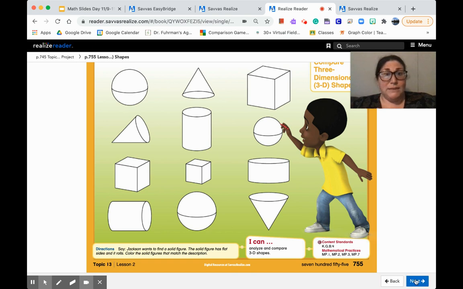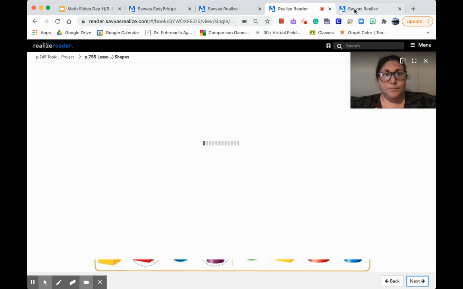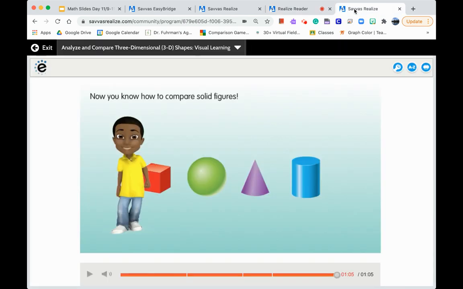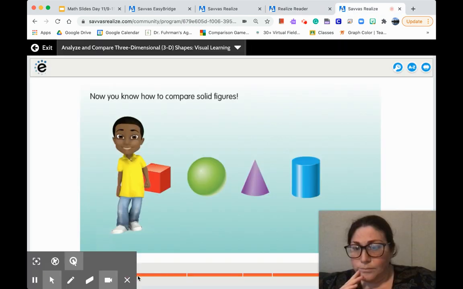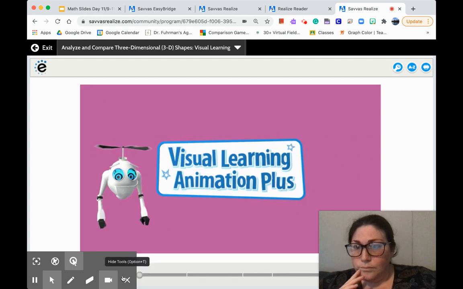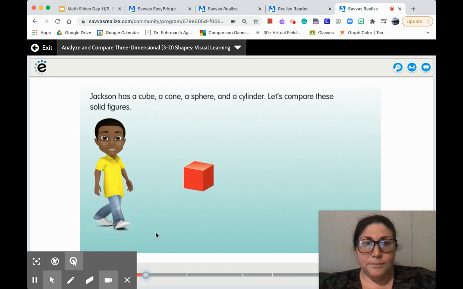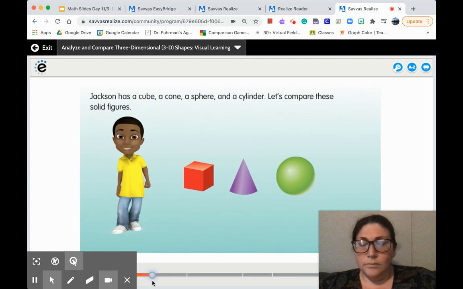All right, my friends, today we're going to watch a little video, and Jackson over here is going to help us learn a little bit more about our 3D shapes. Jackson has a cube, a cone, a sphere, and a cylinder. Let's compare these solid figures.